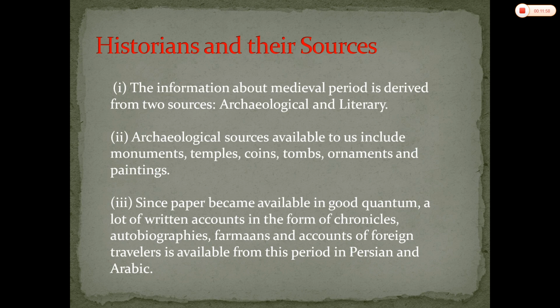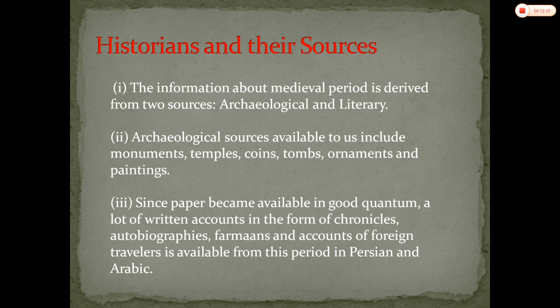Since paper became available in good quantum, a lot of written accounts in the form of chronicles. See, in this medieval period, paper was invented, and the use of paper started to take place in the whole subcontinent. Therefore, since paper became available in good quantum, a lot of written accounts in the form of chronicles, autobiographies, farmans, and accounts of foreign travelers are available from this period in Persian and Arabic languages.